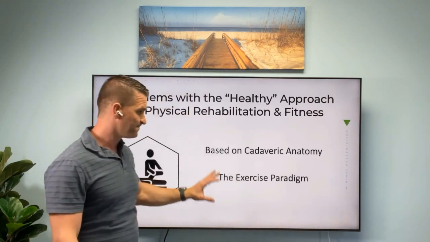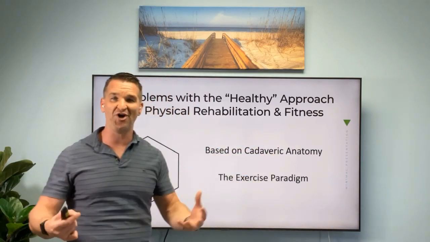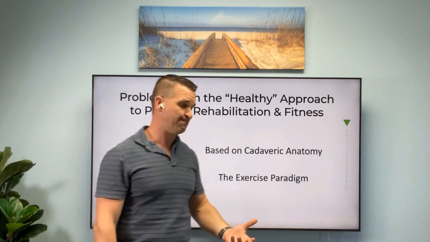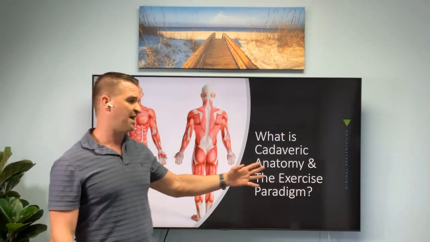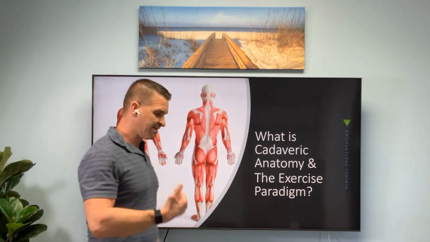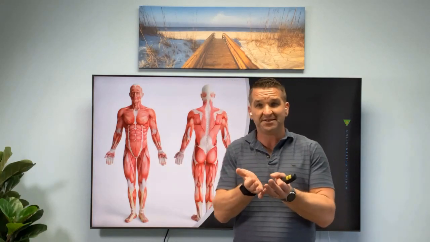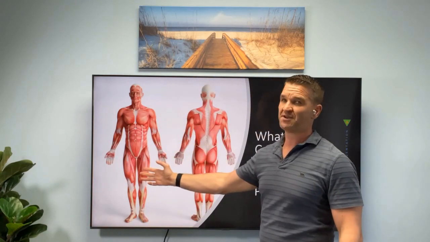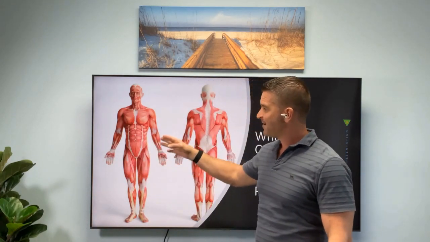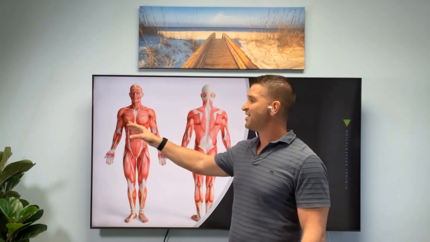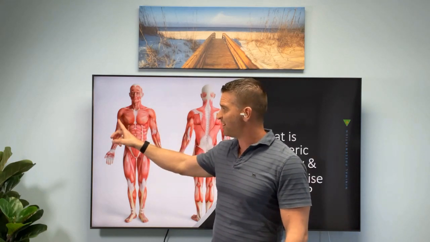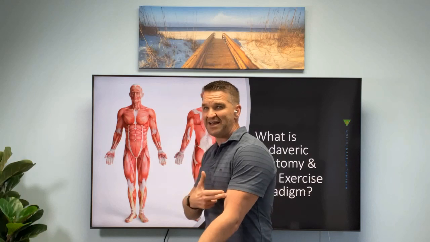And so why is this flawed? What's the problem with this, right? What is cadaveric anatomy and what is the exercise paradigm? Cadaveric anatomy is basically the study of the human cadaver, right? Basically someone who's dead. We dissect the body and look at the muscles and we create these very detailed charts of where a muscle originates and inserts, like the bicep.